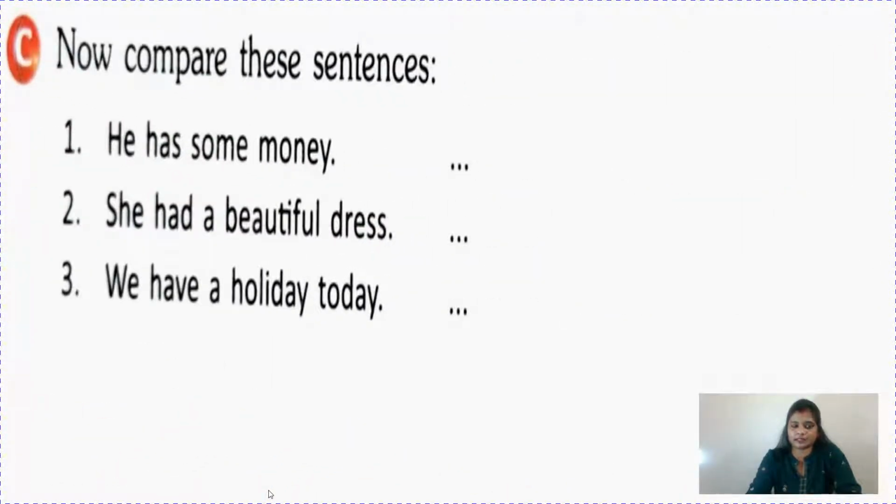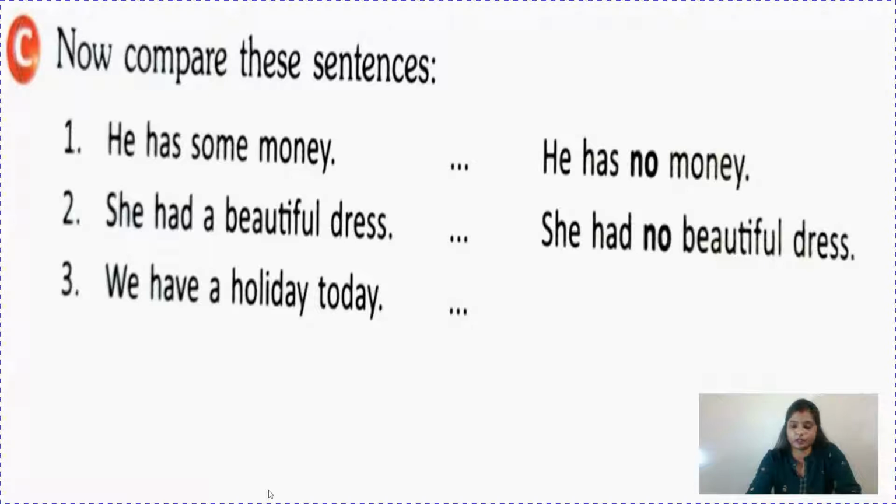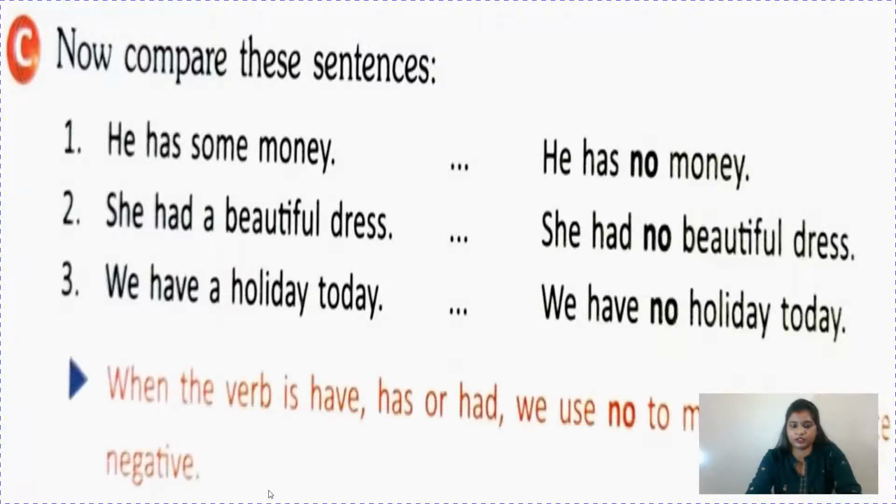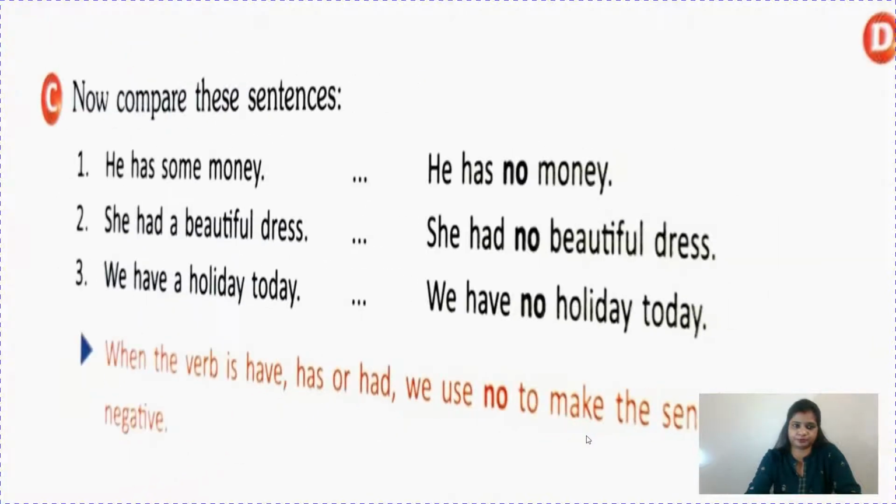Now compare these sentences. He has some money. He has no money. She had a beautiful dress. She had no beautiful dress. We have a holiday today. We have no holiday today. So when the verb is have, has or had, we can see in these sentences that we use no to make the sentence negative. Here we will not say he has not money, he has not beautiful dress. Wrong. We have to also take care, children, where to use not and no. So here we have seen when has, had and have come, we have to use no.